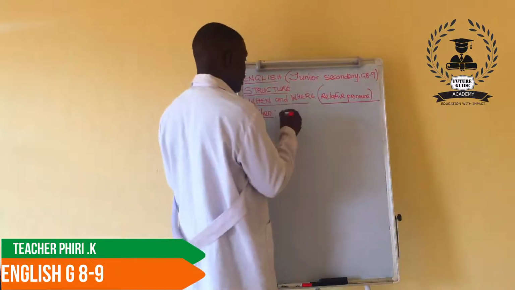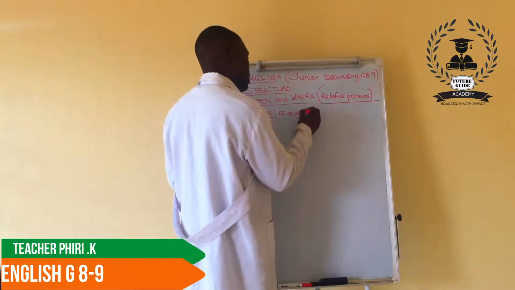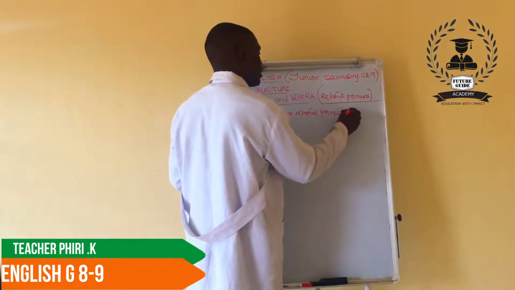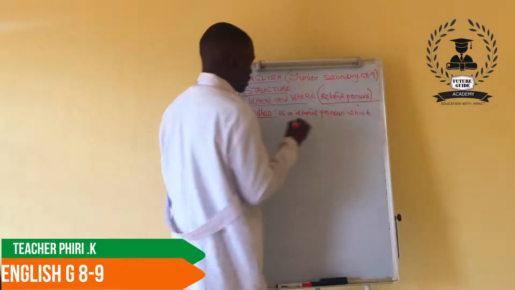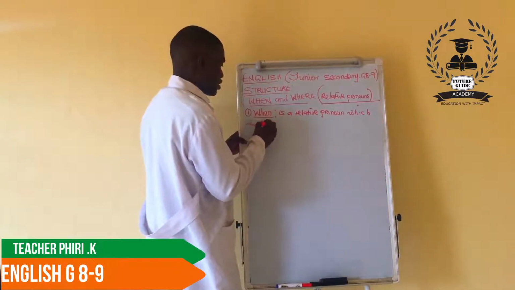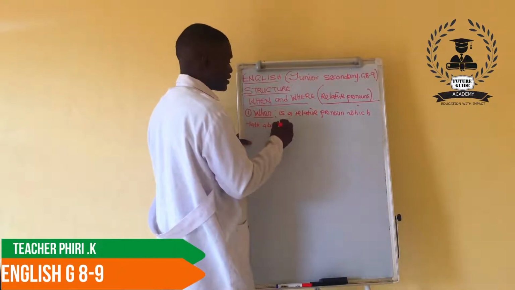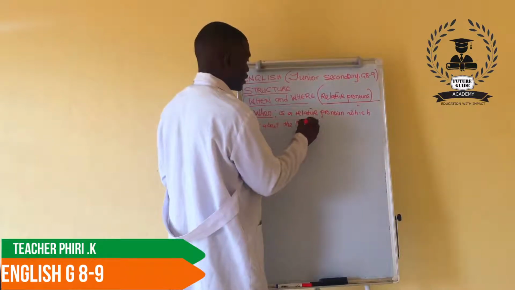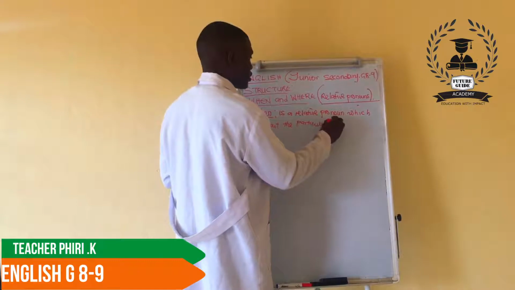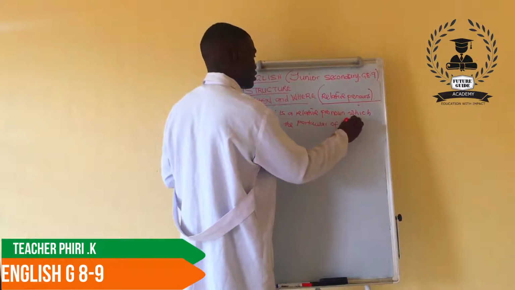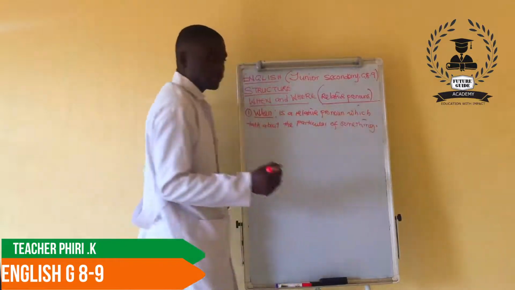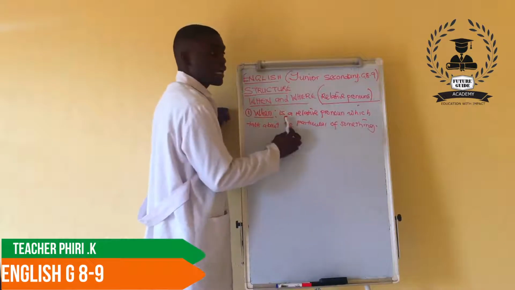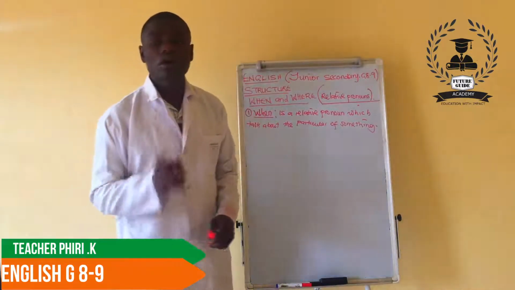So we are saying when is a relative pronoun which talks about the particular time of something. So whenever we are using when in a sentence as a relative pronoun, probably we are talking about a particular time or when an activity is going to occur.